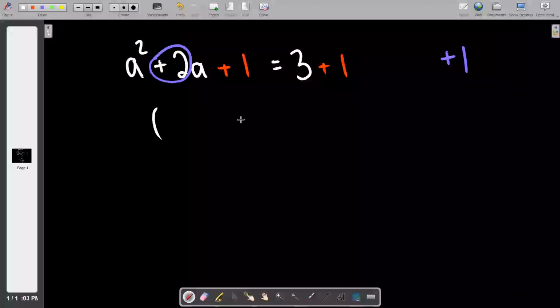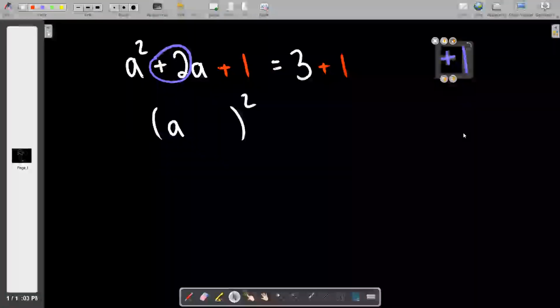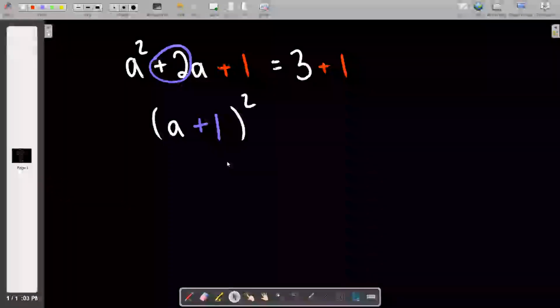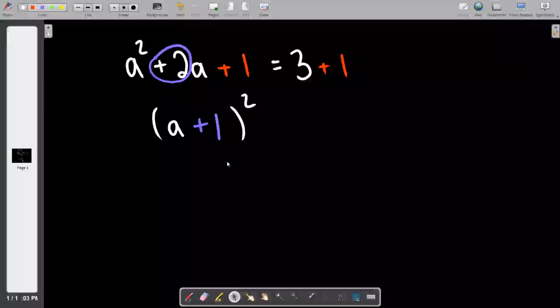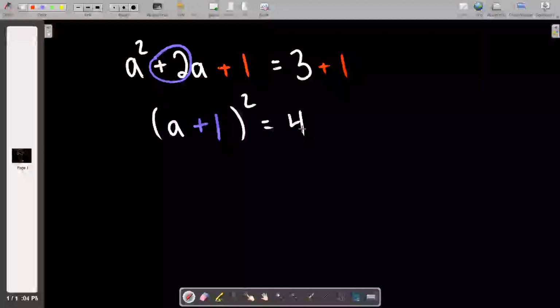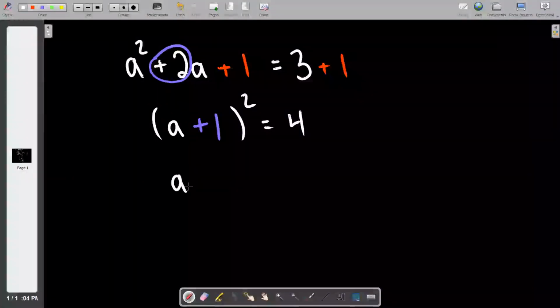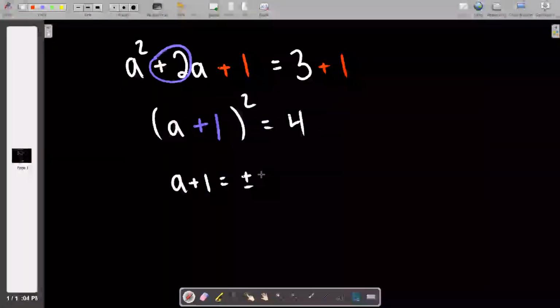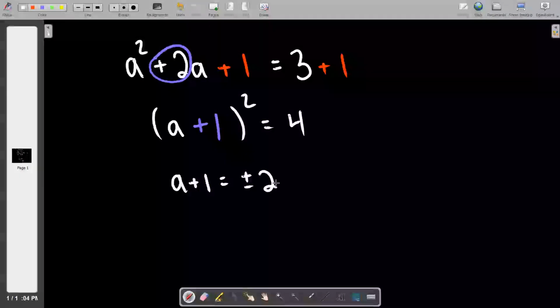Let's do this. The left side, I put the parentheses squared. I drop my variable in, and again, I grab the number that I wrote and I move it in, and yay, I just factored. On the right side, I just have to do a little 3rd grade math. 3 plus 1 is 4. And now it's time to square root both sides. What do I get on the left? a plus 1. Yeah, square root the 4 to get 2.